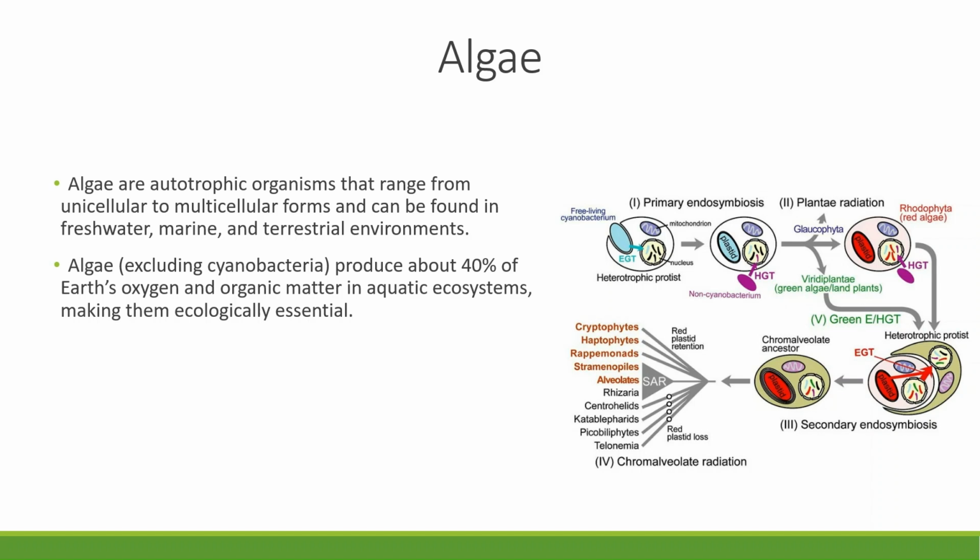Our main photoautotrophs are going to be algae, plants, and cyanobacteria. And these guys alone synthesize roughly 40% of Earth's oxygen, and they fix CO2 into organic matter, roughly the same amount in aquatic ecosystems. And so they're very important ecologically and essential. That's mainly why we cover them here, except for one other thing I'll get to. And that will take a moment here.